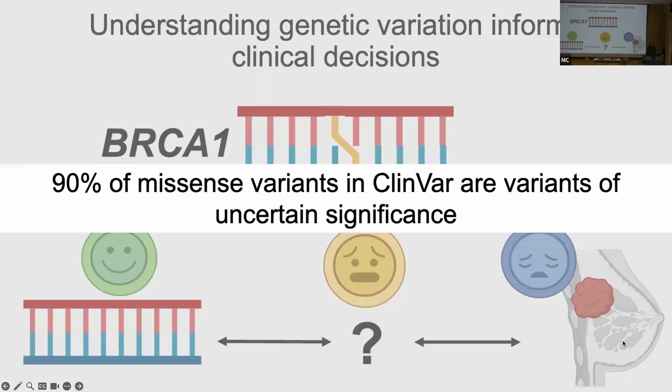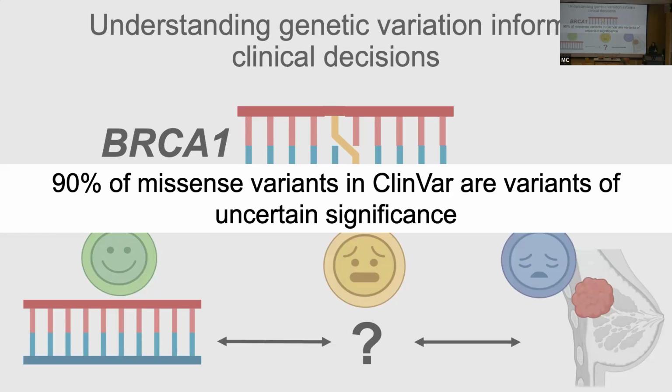Unfortunately, this is a big problem in clinical genetics. Basically, 90% of missense variants, meaning 90% of variants that have a single amino acid change in a gene, are variants of uncertain significance in this big database where we're collecting data about variants and whether they're disease-causing or not. So how do we actually try to resolve these variants of uncertain significance?